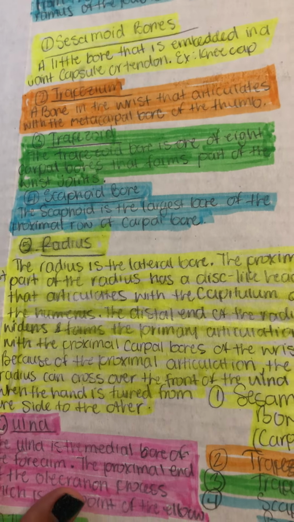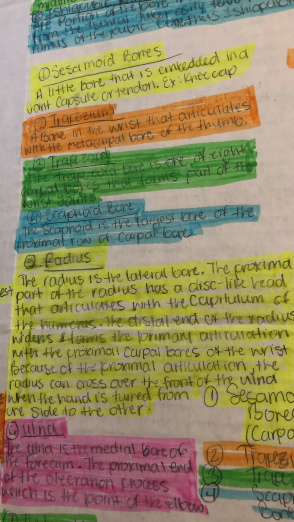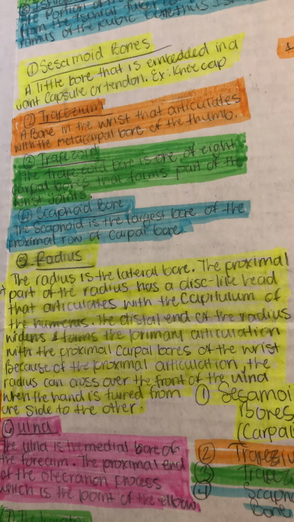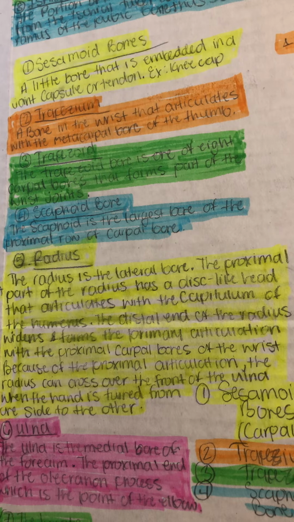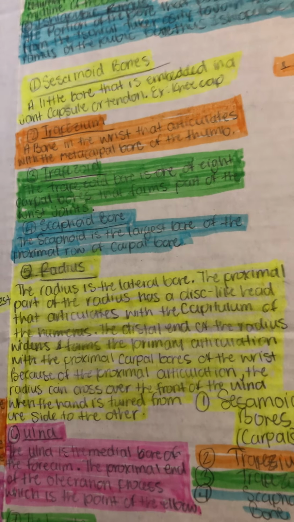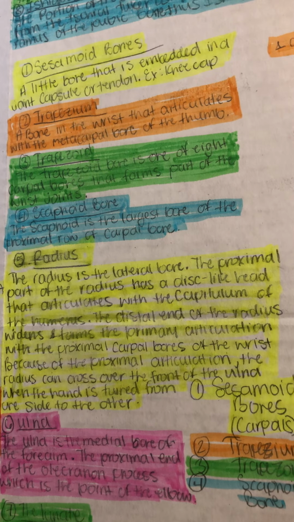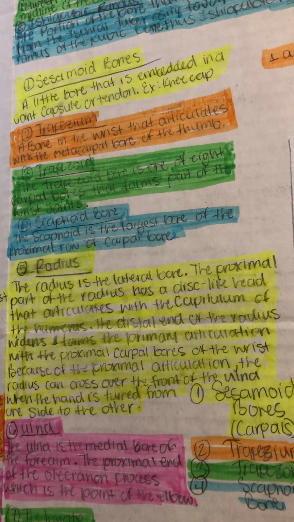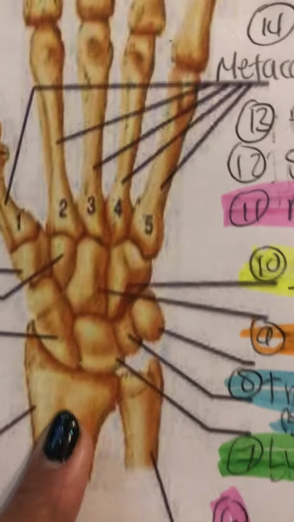The proximal part of the radius has a disc-like head that articulates with the capitulum of the humerus. The distal end of the radius widens and forms primary articulation with the carpal bones of the wrist. Because of the proximal articulation, the radius can cross over the front of the ulna when the hand is turned from one side to another, which is 5. Wait, let me find it. Well, it goes right here.